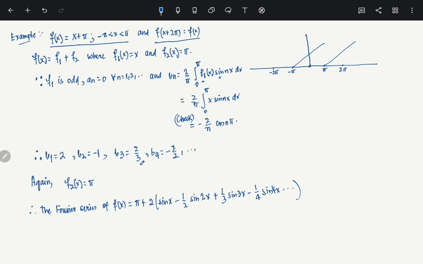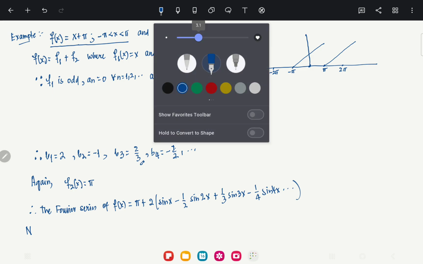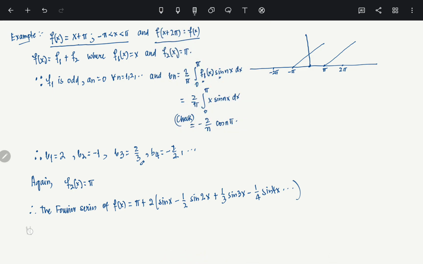Let me put a small remark here. Let's say the same problem, do this thing: 2x plus pi. First thing first, the Fourier series of pi is going to be pi, nothing changes, right? So let's say this is your f1 and this is your f2. f2 is pi, so the Fourier series of f2 is going to be pi, no changes.